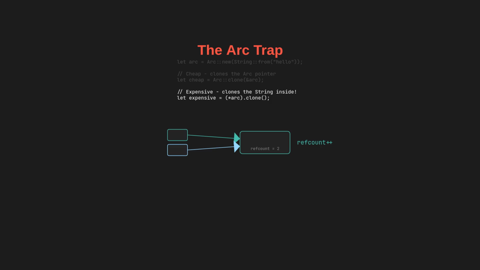Same clone method, but one costs 1 nanosecond. The other costs 50 to 100 nanoseconds. In a hot loop, that's a 50 to 100 times performance difference. This is why I recommend always writing Rc::clone explicitly instead of calling .clone() on the Arc. It makes your intent crystal clear and prevents accidental expensive clones.